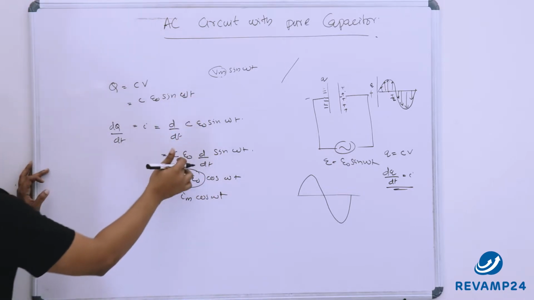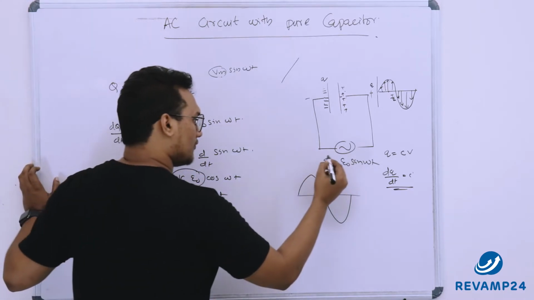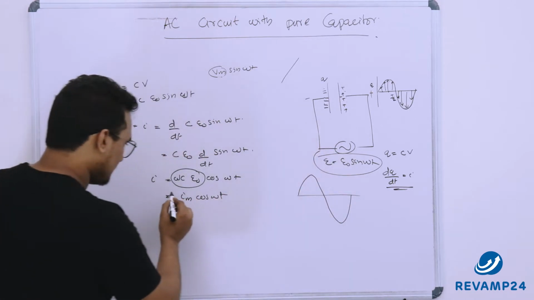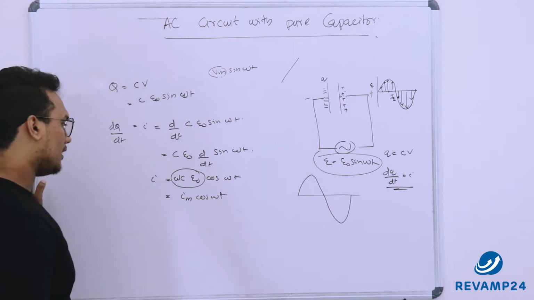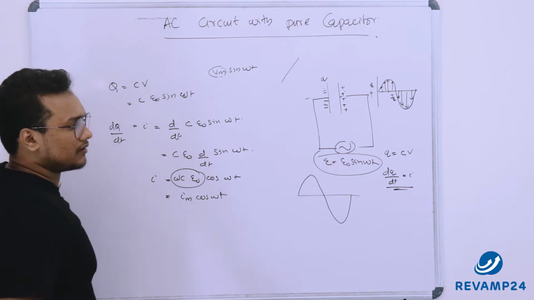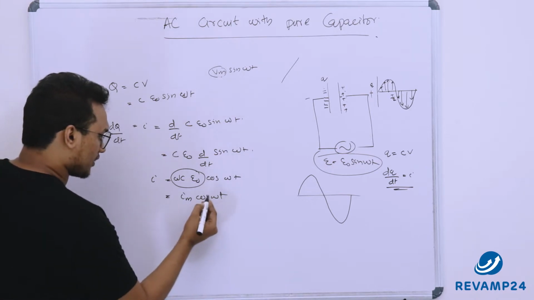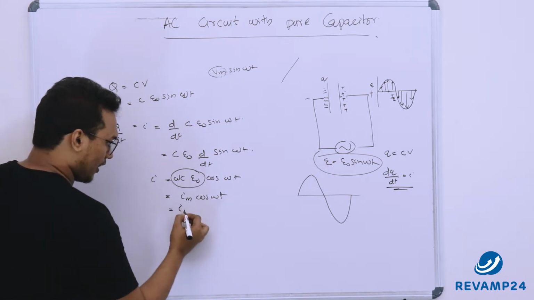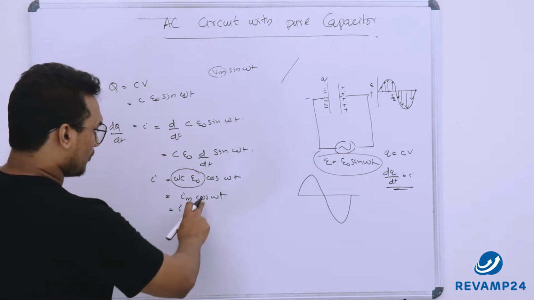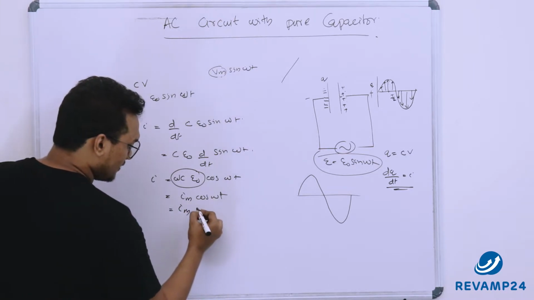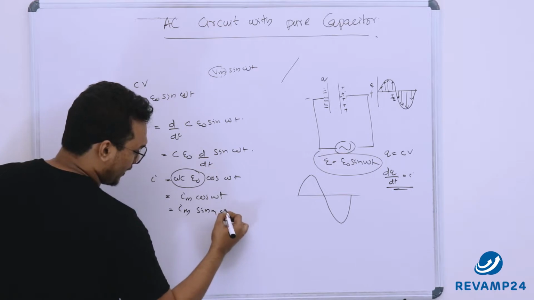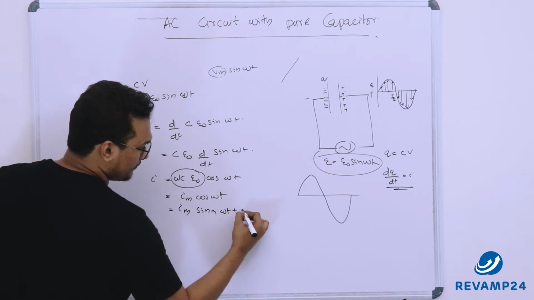But now I can't draw the phasor diagram because my voltage is a function of sine and this is a function of cos. So we need both in the same manner. I have to convert this into a sine function. So cos omega t can be written as sine of omega t plus 90.